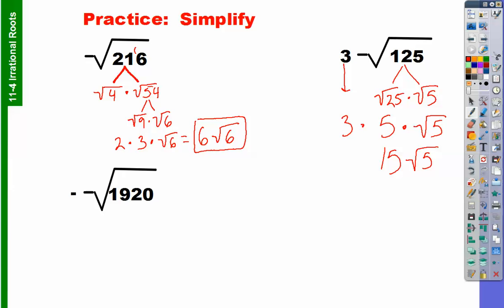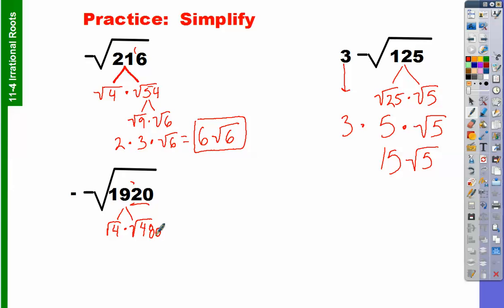So we have this negative square root of 1,920. So what goes into 1,920 that's a perfect square factor? We can start small, and there's nothing wrong with starting small. Perhaps a 4. We definitely know a 4 because the last 2 digits are divisible by 4, so the whole thing is divisible. So you have the square root of 4 times the square root of, 4 goes into 19 4 times, remainder of 3, so that's 8.